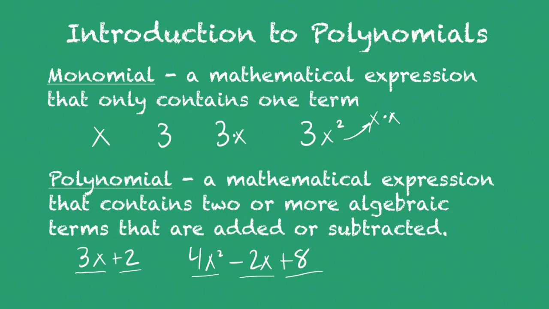And let me just give you one more so we get a good understanding. So we have 5x to the third minus 8x squared minus 9x plus 2. And this one has four terms that are being added or subtracted. So the main idea is a monomial only has one term. A polynomial has two or more terms that are being added or subtracted.